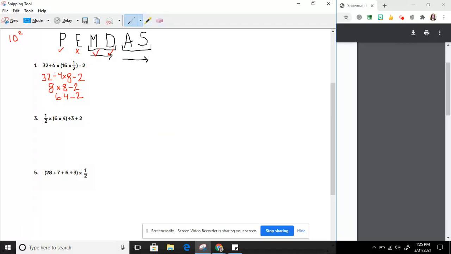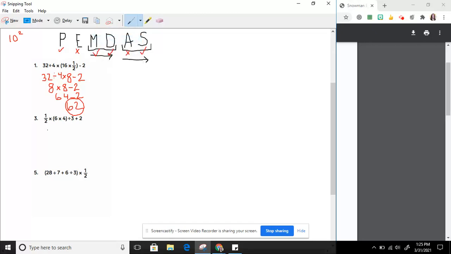And then we're left with addition and subtraction. Again, we just go left to right. Whatever comes first, we solve. So it looks like there's no addition here. So then we do our subtraction. 64 minus 2 is 62, which is our final answer. We did our subtraction. So this equation, 32 divided by 4 times 16 times 1/2 minus 2, is equal to 62. Okay, and that's solving using PEMDAS.